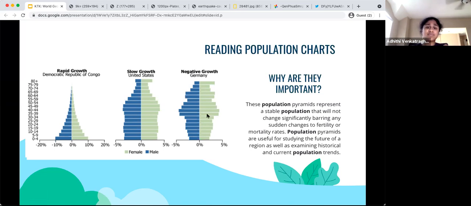We also have negative growth, which is in areas like Germany, which is a very developed area. And we can see that there tend to be a lot longer lines in the top of the population graph, which means that there are a lot more older people living in Germany than younger people. All right. The percentages on the bottom mean differences in lifespan.